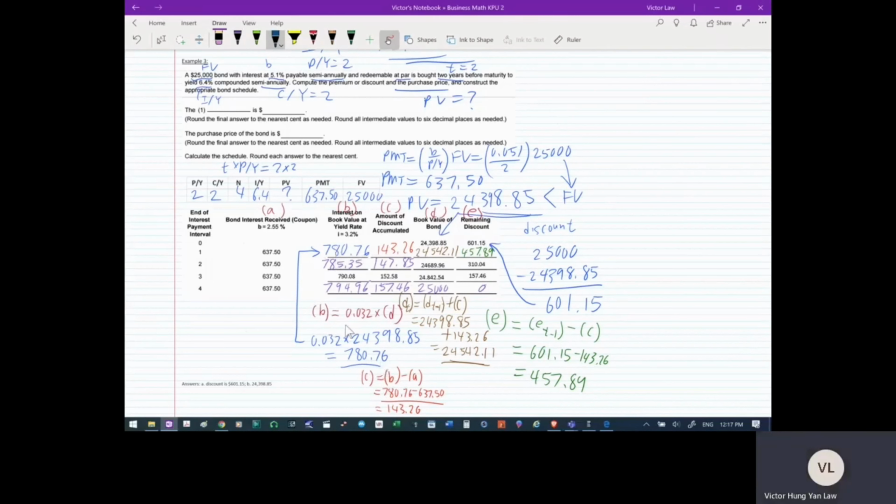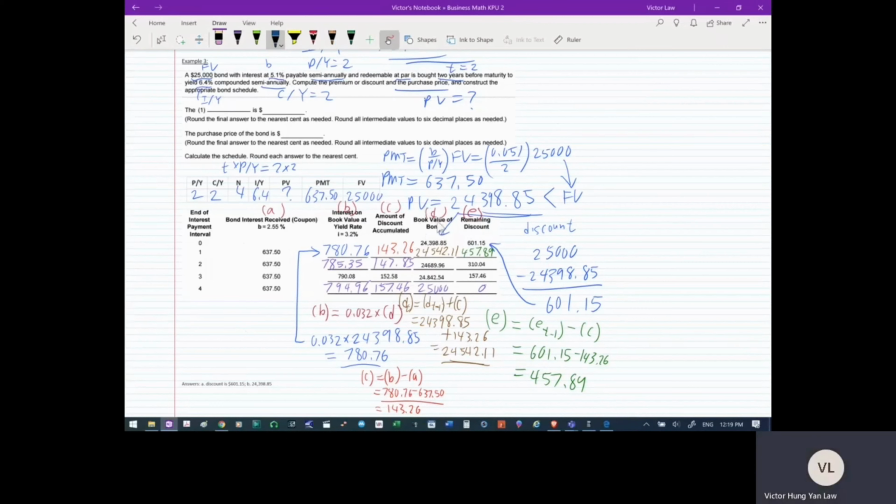That calculation is based on the periodic interest rate times what we have in column D, the book value of the bond. Once we calculate column B, the interest on the book value, we can calculate column C, the amount of discount accumulated. The formula is column B minus column A. So we take the 780.76 in the first period and subtract the 637.50 in column A, and that gives you 143.26. That's what we have shown in the calculation here.